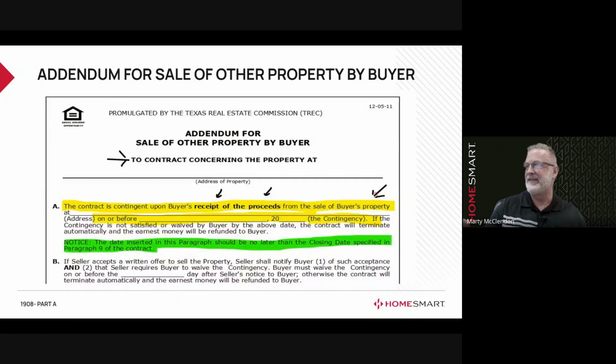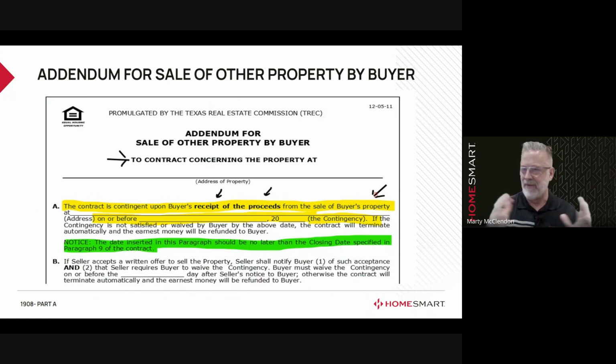And then it says that these proceeds from this property will be in the buyer's account, if you will, on or before such and such date. So you're given a time period for the contingency to be in place. So buyer saying, hey, seller, I'm buying this property subject to receiving the proceeds, and I'm going to receive the proceeds by this date. Okay.